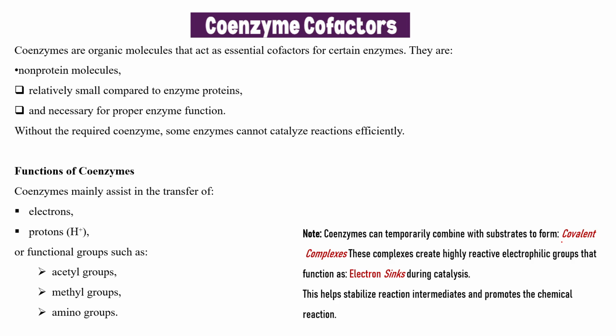I'll be getting to this in the next few slides. I'll be talking about electron sinks. Electron sinks are groups on the molecule that hold electrons, because the enzyme itself cannot hold the electrons. So they hold the electrons and help stabilize the active site of the enzyme during catalysis.